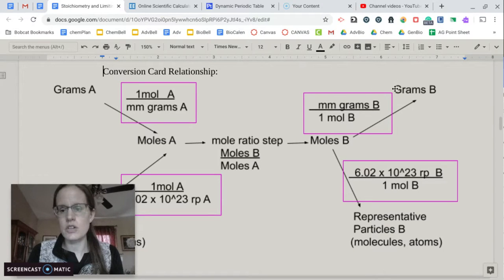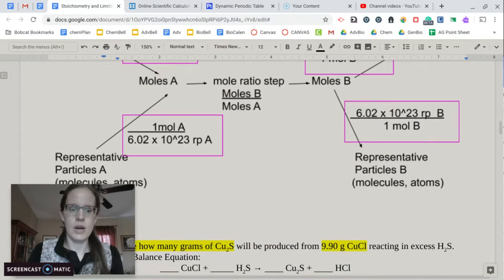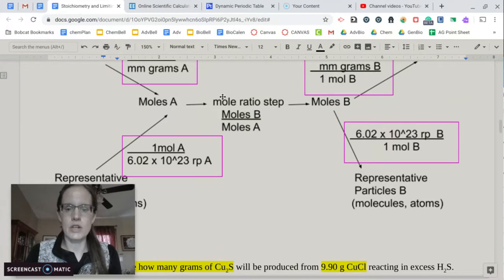Then if they're asking for grams, you would use the molar mass again, but this time the molar mass of what they're asking for on top and 1 mole on the bottom. Your other option, we haven't done this one, but they might give you a number of particles, like how many atoms or molecules there are. And then you use the 6.02 times 10 to the 23rd to change it to moles. Then you still do the mole ratio step.